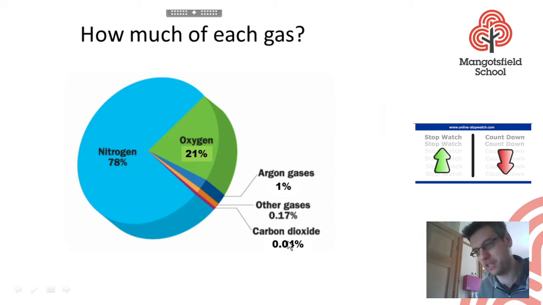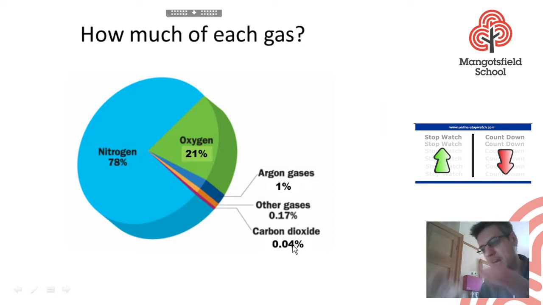And carbon dioxide. We're going to talk a lot more about carbon dioxide later in this topic when we look at global warming and climate change. Carbon dioxide makes up 0.04% of the atmosphere. Sometimes people say, I was expecting it to be more than that because we hear about that in the news with global warming and things like that.